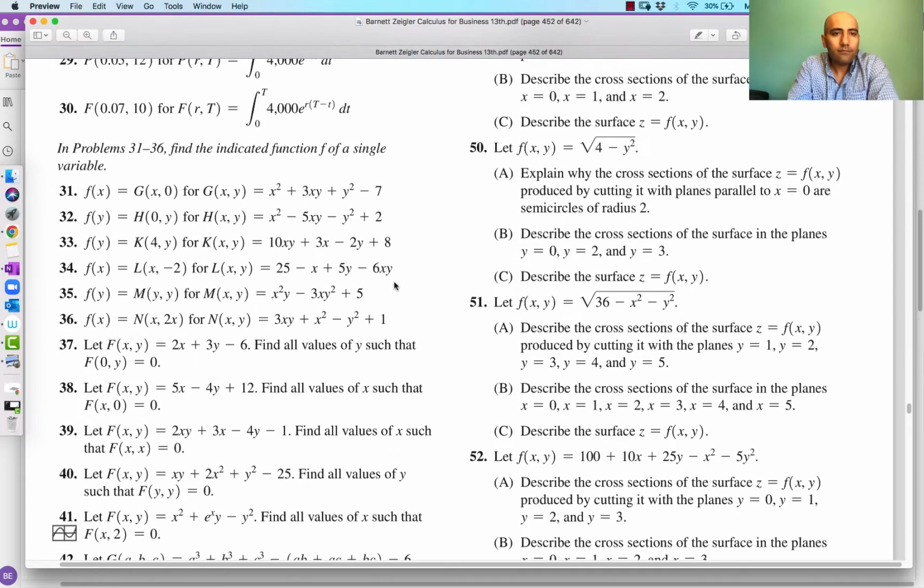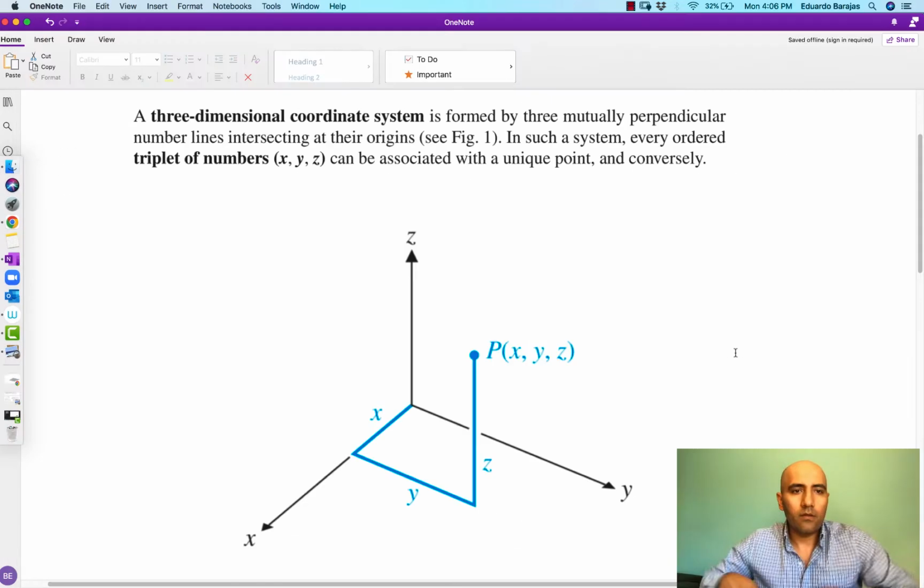Right. Let's think about how to graph them, though. That might be a little bit trickier. Okay, a three-dimensional coordinate system is formed by 3 mutually perpendicular number lines intersecting at their origins. See figure 1, so that's this figure right below. In such a system, every ordered triplet of numbers, x, comma, y, comma, z, can be associated with a unique point.